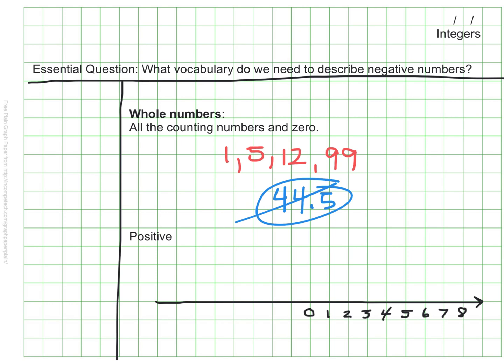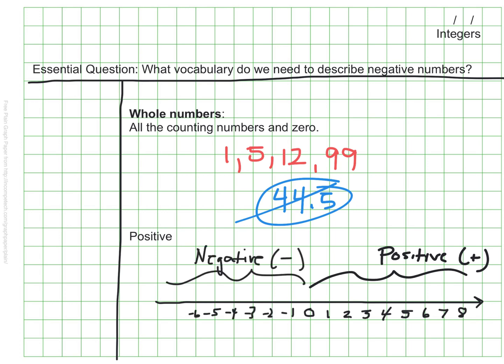The positive whole numbers that we've used in the past are all to the right of 0 on a number line. So these are all our positive numbers. But we can extend the number line in the other direction. Right? We can also move to the left of 0. If we move to the left, these are our negative numbers. To describe these numbers, we need a little bit more vocabulary.